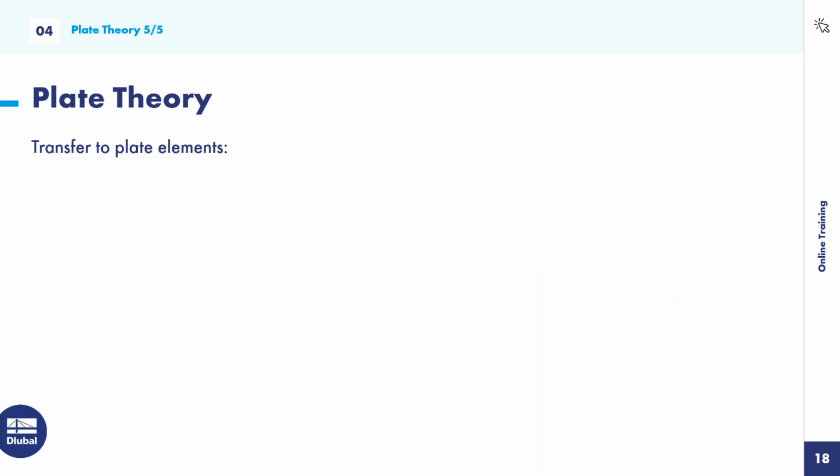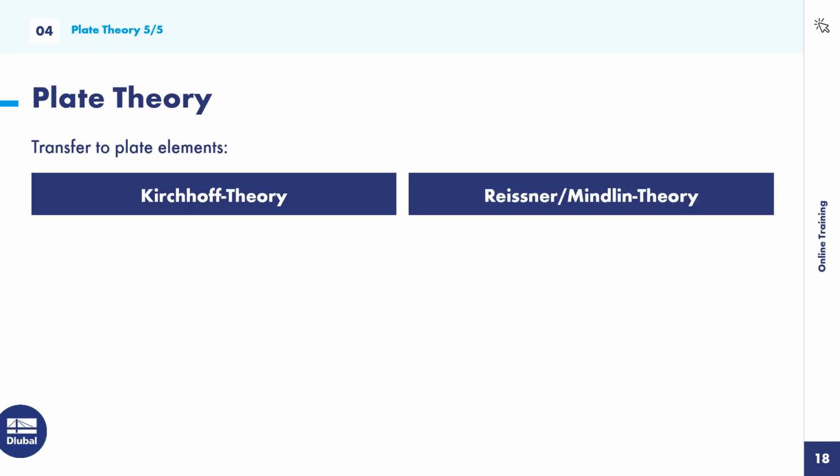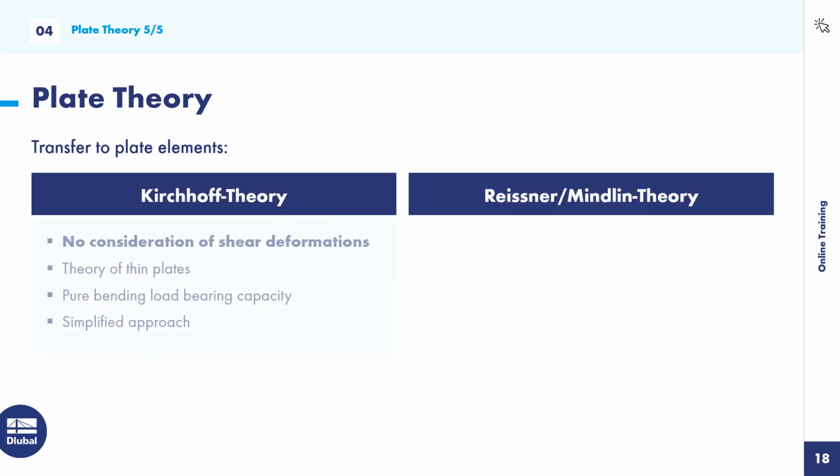And just to summarize these two theories again, the Kirchhoff theory and the Reissner-Mindlin theory. With the Kirchhoff theory, again, we don't take shear deformations into consideration. And so basically this theory yields great results when used for very thin plates, for example concrete slabs, and for pure bending load bearing capacity. And so this is just a simplified approach.